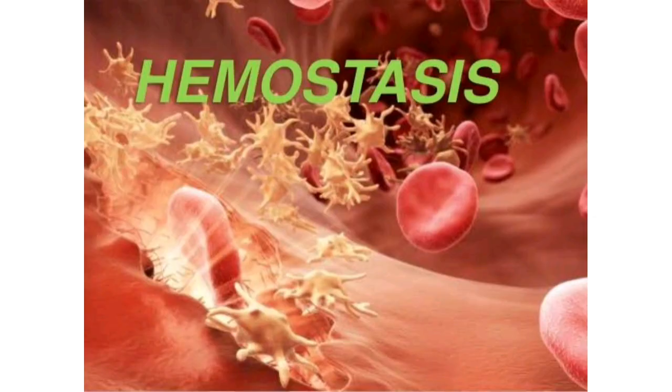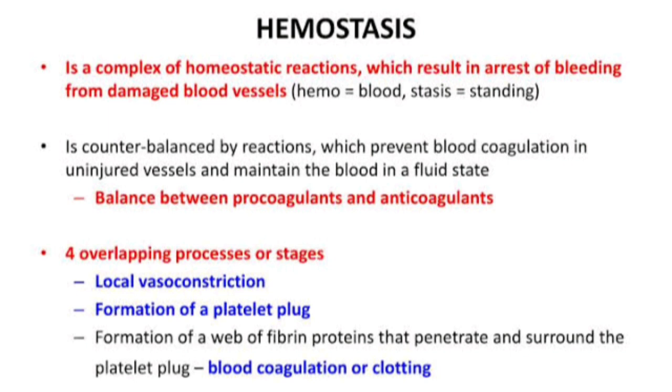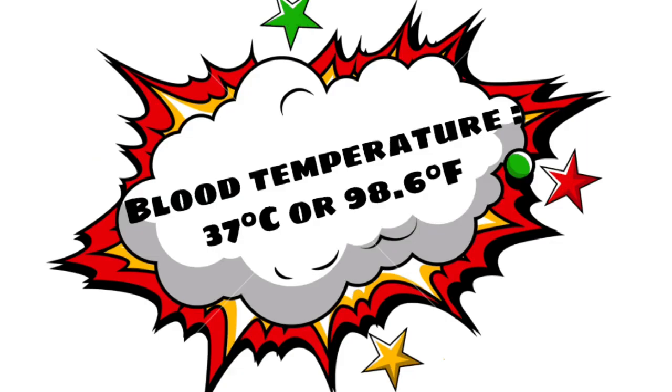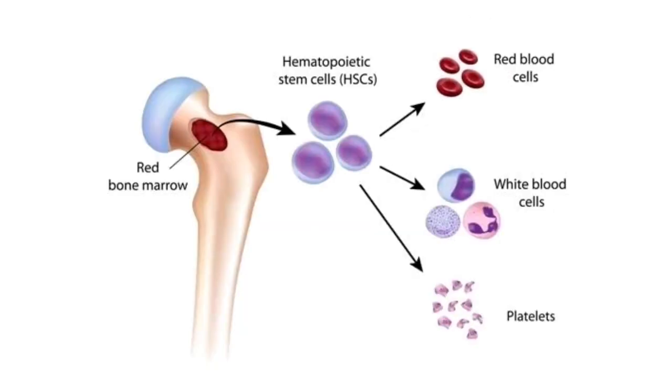What is hemostasis? Hemostasis is the breakdown of flowing fluid into a semi-solid gel. The blood carries oxygen, carbon dioxide, transported food, hormones, and inorganic components. The blood's temperature is maintained at about 38 degrees Celsius. Hemopoiesis is the process by which the blood is formed.